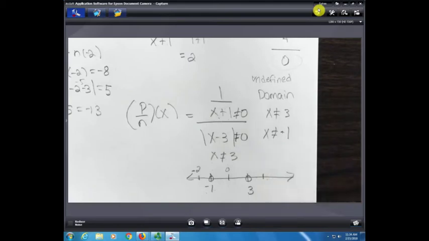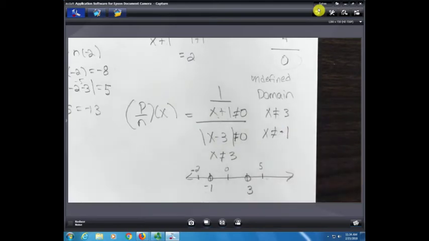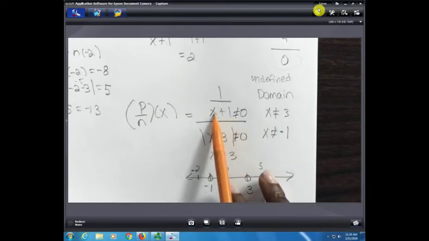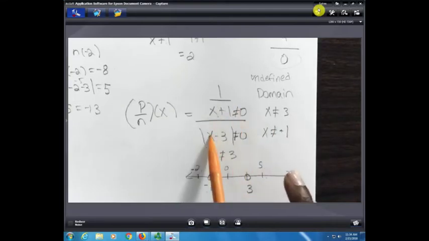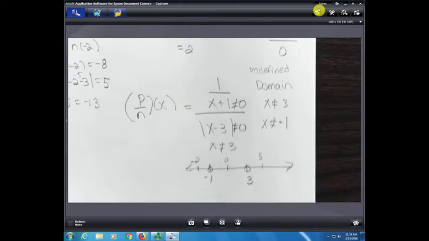Give me a number greater than 3. You can do 5, it again doesn't matter. If I plug in a 5, will it give me any type of restriction on my domain? No. So I can actually use all 3 of these intervals. I'm just not using negative 1 and 3.